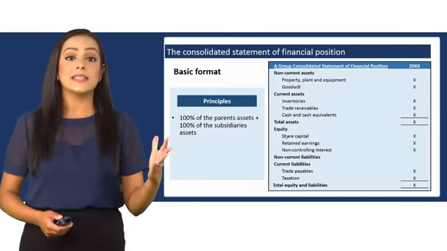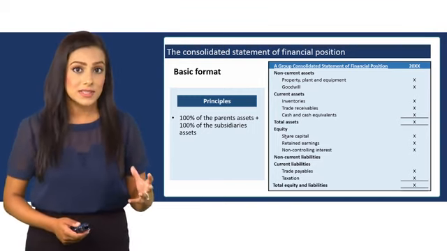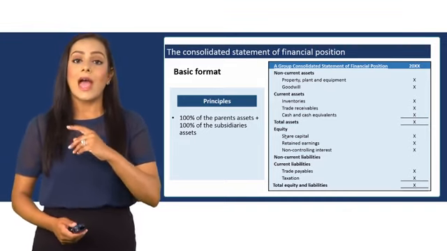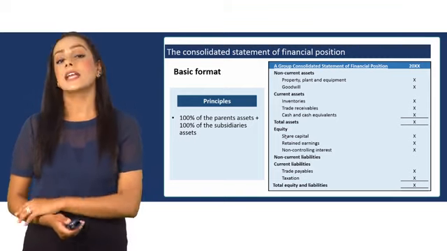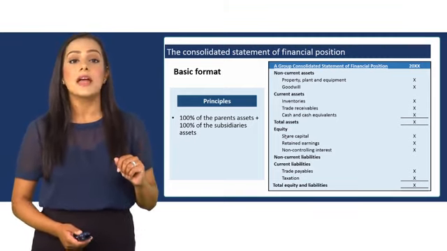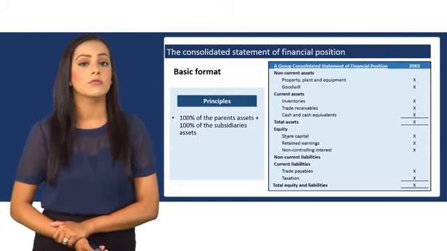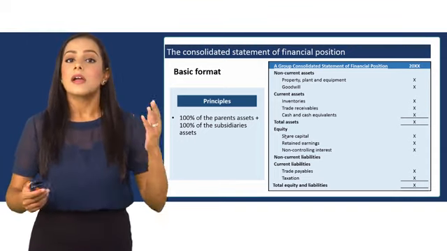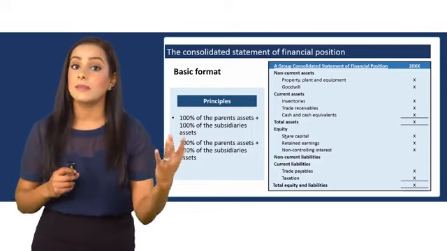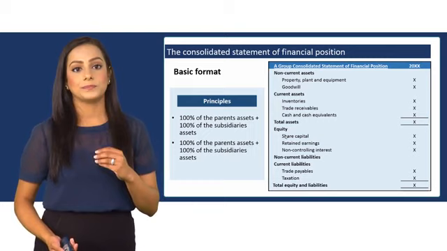The legal form is that the parent owns 70% of the subsidiary, but the substance is that the parent controls 100% of the subsidiary. And we must always take substance, so therefore we take 100% of the parent's performance and position and add that to 100% of the subsidiary's performance and position. Then we will take 100% of the subsidiary's liability and add it to 100% of the parent's liability.